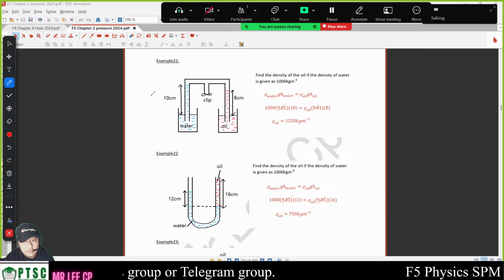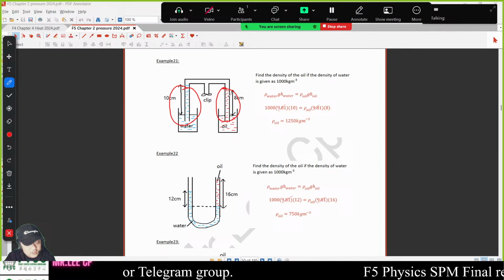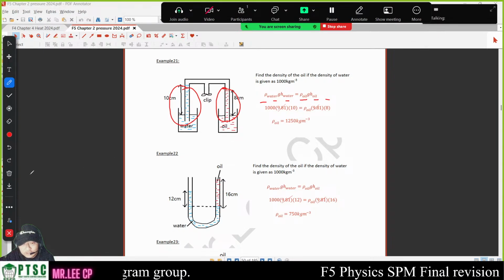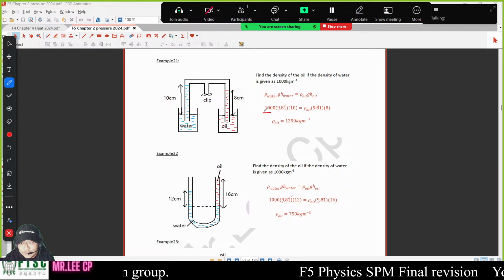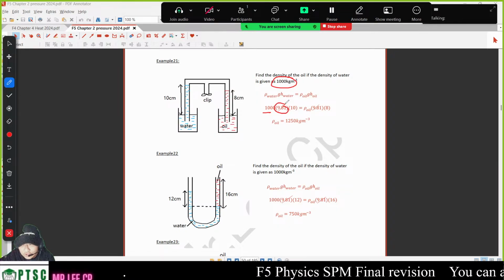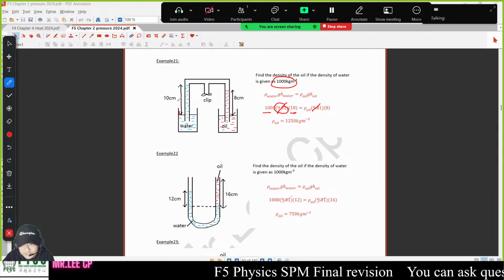Right. So this one, rho GH here, is equal to rho GH here. Right. Rho GH of water is equal to rho GH of the oil. Okay. Rho GH, rho 1000 for water, G 9.81, you can cancel later. Right. H here it is 10.